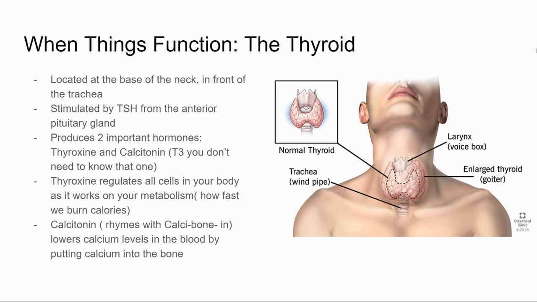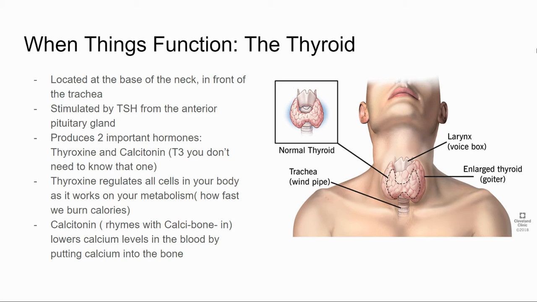Now, your thyroid has two really important hormones that it secretes, thyroxin and calcitonin. Two very, very key ones. T3 is like triiodide something hormone. You don't need to know it. You may see the word, but you don't need to know it. You need to know T4, which is thyroxin, and calcitonin.